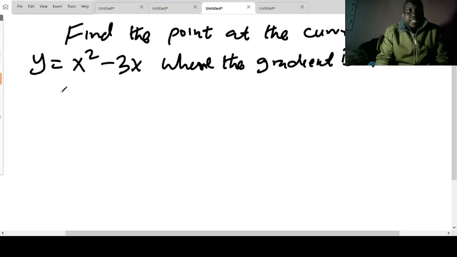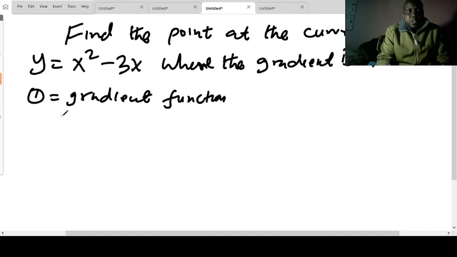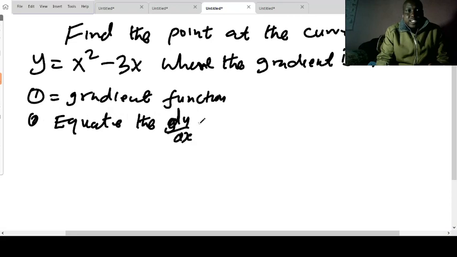We want a point. So solution number 1, find the gradient function. Then number 2, equate the gradient, dy over dx, to the gradient given. That will give you the value of x. So let us do it now.